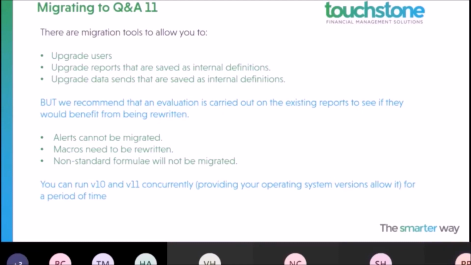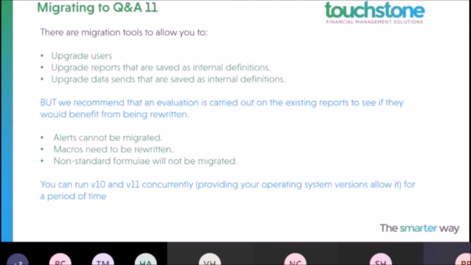But we would recommend, as we've been talking about previously during today's session, that you really have a good think about your report. Whilst you can obviously take the reports from Q&A 10 as they are, it's really a good opportunity to think, is that really appropriate? Now that I've got this extra functionality in Q&A 11, is that the right way to have written my report? Possibly not. I would say in a large number of cases, it isn't.